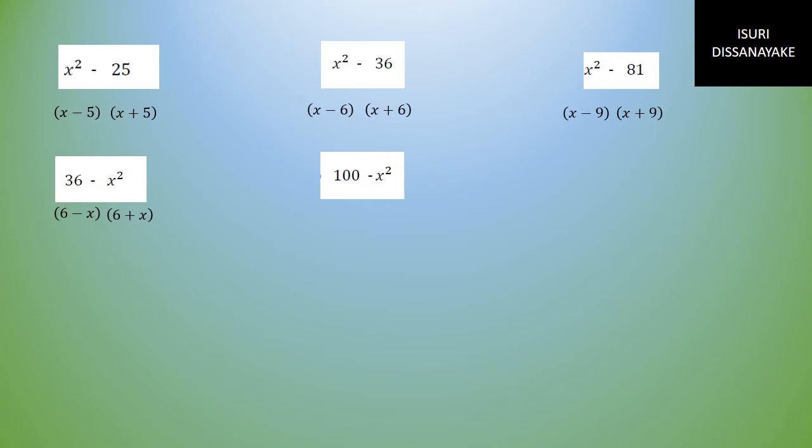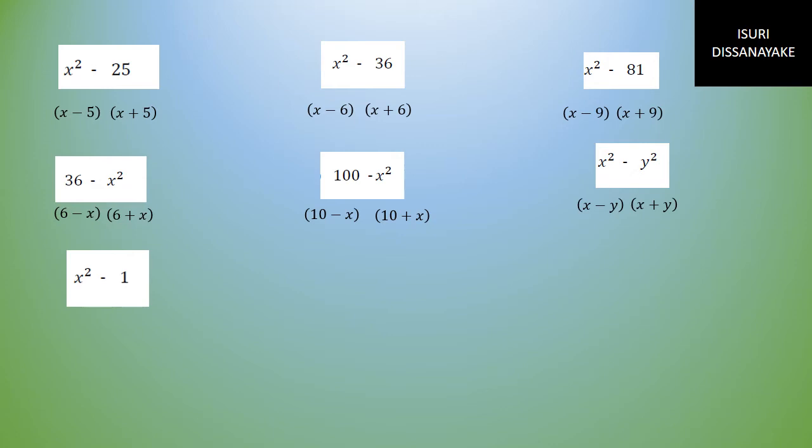100 minus x squared. 100 means now what? 10 squared. Minus is difference and then x squared. Now you have the difference of two squares, that is 10 squared and x squared. So we are going to write it as (10 minus x)(10 plus x). Next one, x squared minus y squared: (x minus y)(x plus y).